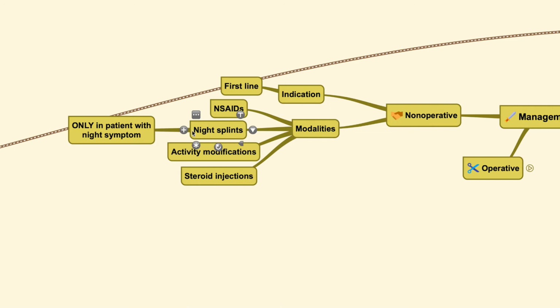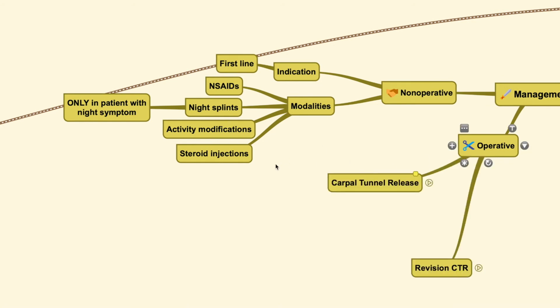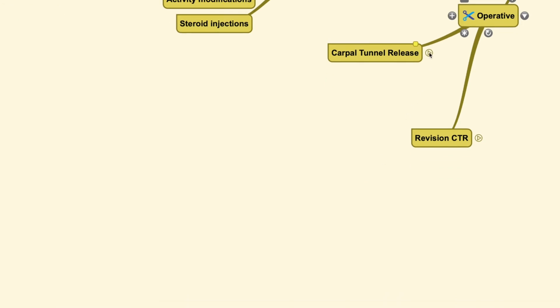So to prevent that certain wrist position, which is wrist flexion position during nighttime, you need to put a splint so that the wrist is held in extended position. And this is generally, of course, only used in patients with night symptoms. And other modalities include activity modification and also steroid injection directly into the tunnel.